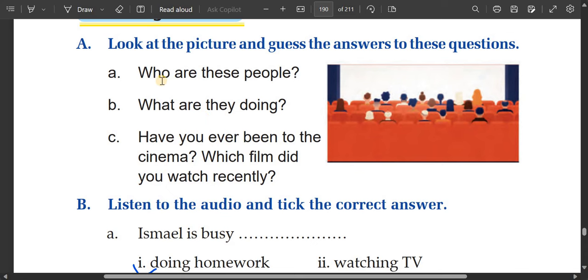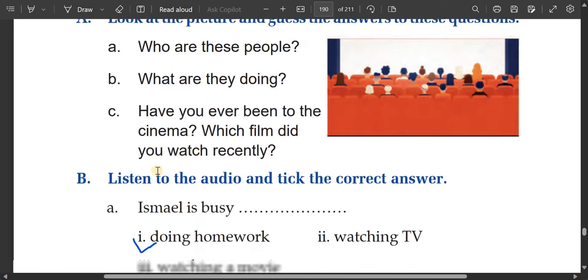Dear students, I hope you have understood the listening text and you have already done this. I hope you can do this. Who are the people? They are the viewers of a movie. They are the people who are watching cinema. What are they doing? They are watching cinema. Have you ever been to the cinema? Which film? Okay, I have. Maybe you have also been to the cinema.